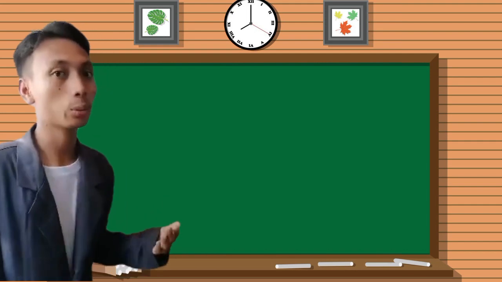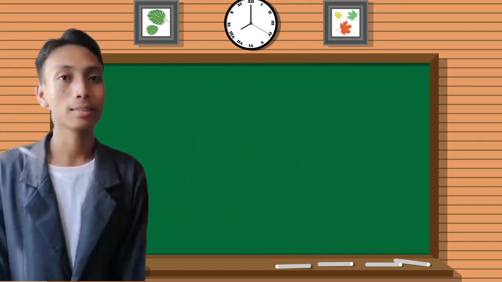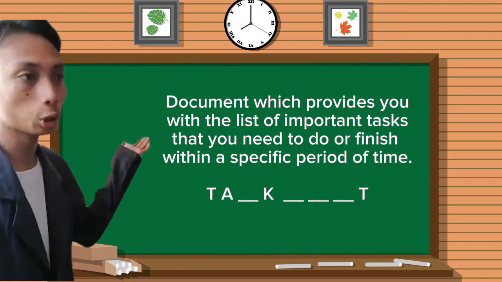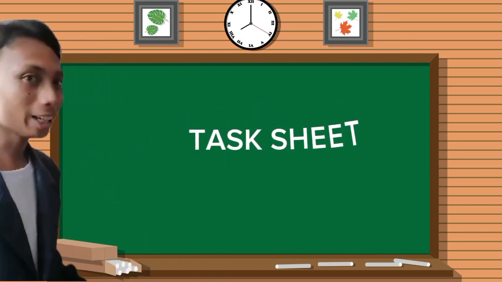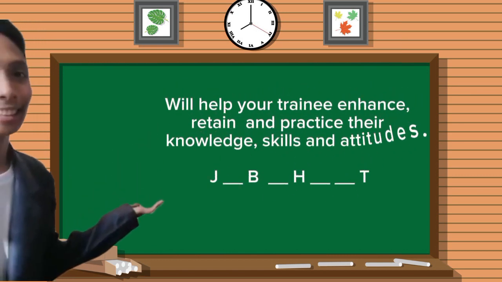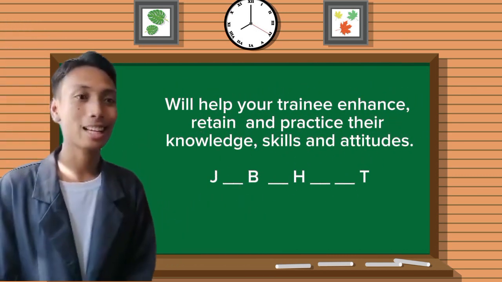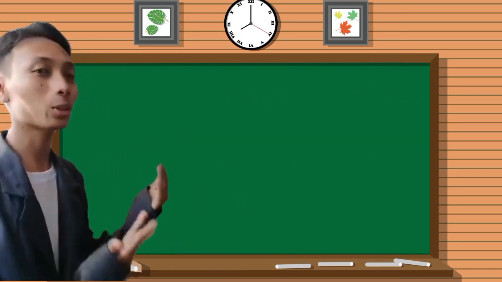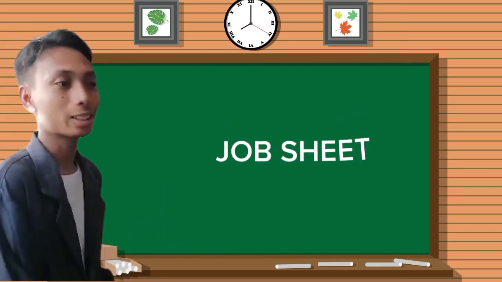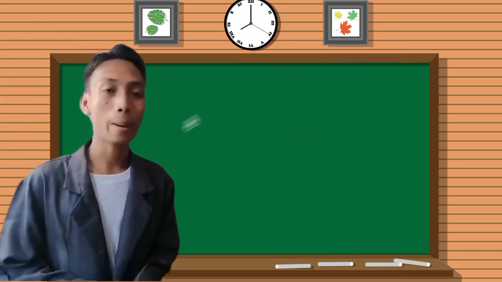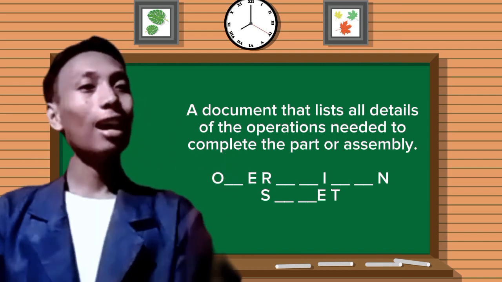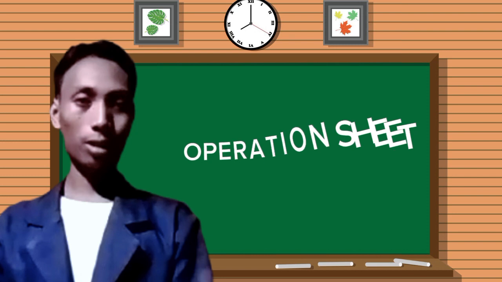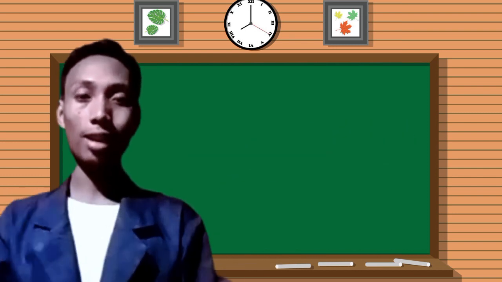Let's start with Danica. Can you read the first definition? Okay, very good. That's it. So another one. Okay, Sir Gerald. Okay, very good. So it will be job sheet. Another one. Yes, Miss Anilin? Very good. Operational sheet. I think you were able to understand the past lesson.